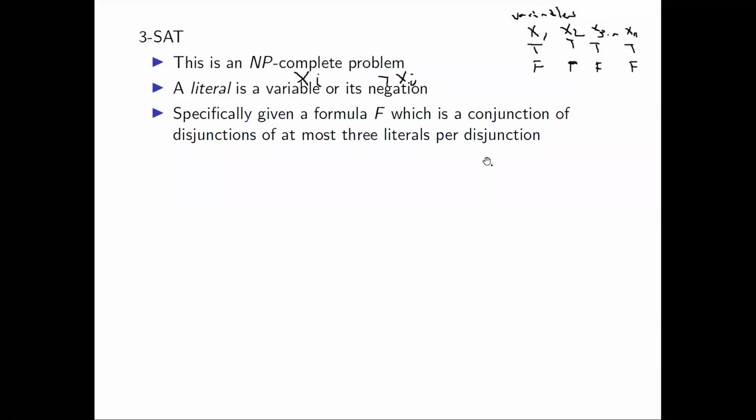And 3SAT is a little more restricted than what I said. So it is a conjunction of disjunctions of literals, but the three part restricts it so that there are at most 3 literals per disjunction. So let's see a few examples of some 3SAT formulas. So here's an F1.